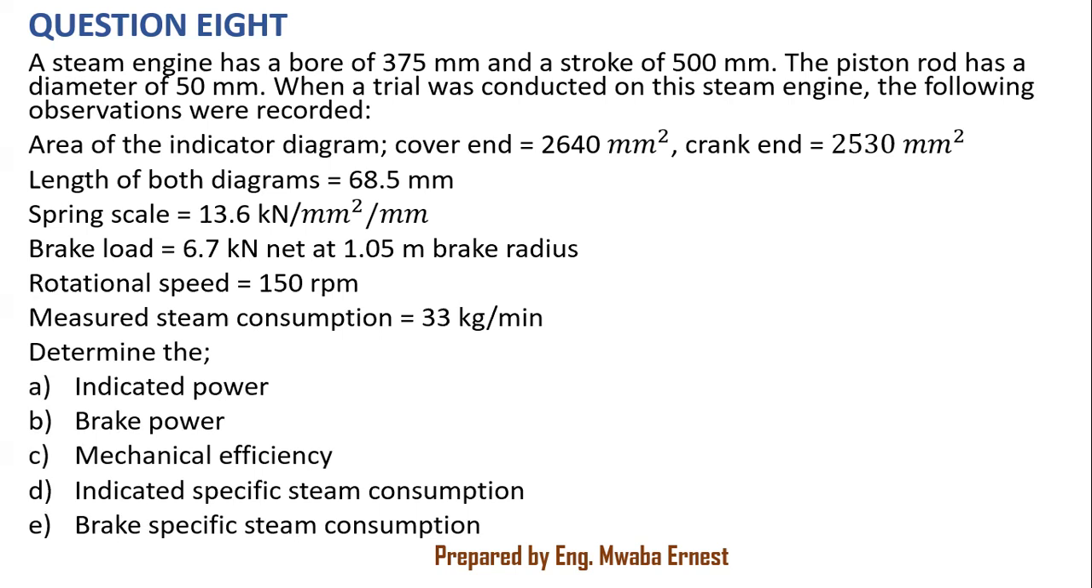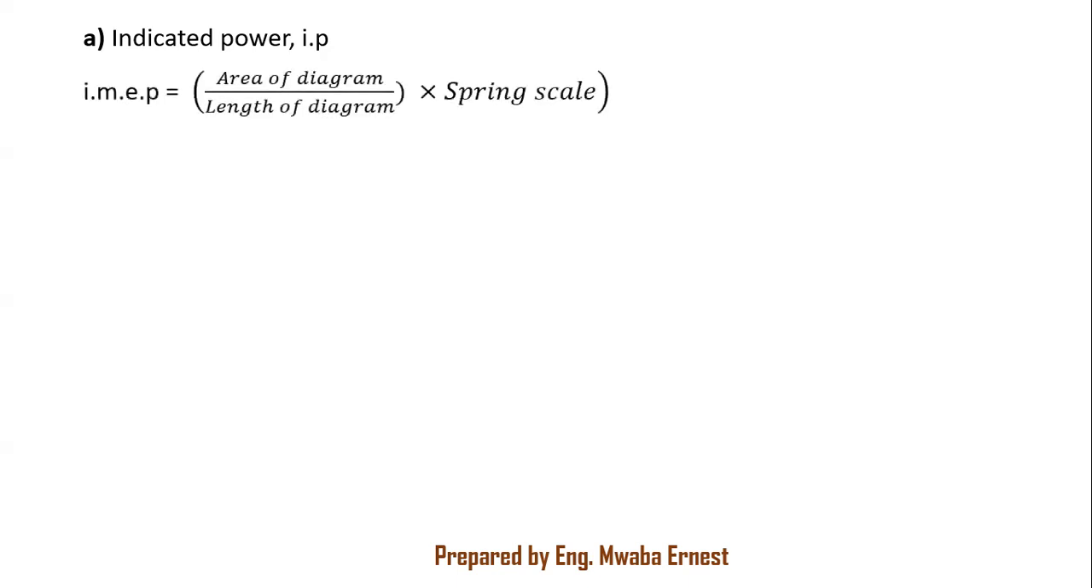Now with all those, we can first of all get to the first part. We're looking for the indicated power. Now the secret here is that we only have the area of the indicator diagrams with the two ends. One is the cover end, one is the crank end. First of all, we deal with the general formula. When we've been given the areas and the length of the diagram, we divide that area by the length of the diagram, then we multiply by the spring scale. We're going to do the same for each of them, then we'll combine them after that.